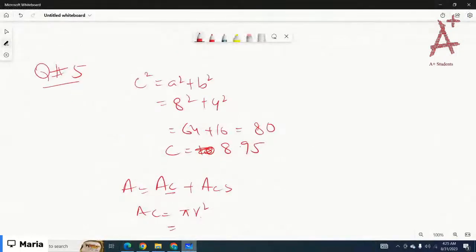You have to calculate the surface area of the cone. The radius is 4, so it would be 4 square pi. That is 50.265, the area of the circle.